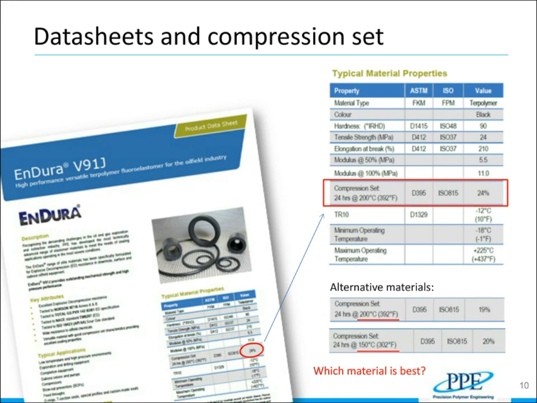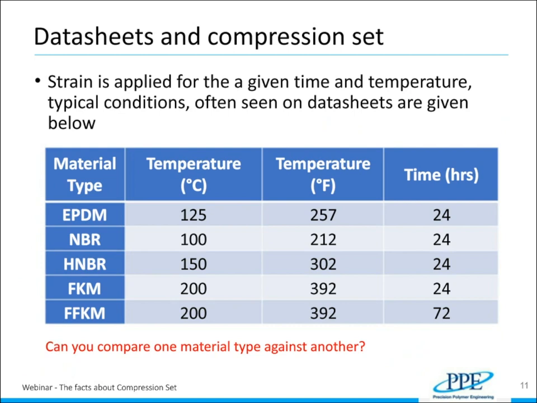This gives you an idea of the times and temperatures that are often used. If you look at the majority of EPDM data sheets, EPDM being a type of base polymer from which elastomers are based, you'll often see, say, 125 degrees C for 24 hours, and for NBRs, 100 degrees C for 24 hours is very typical. Then HNBRs, FKMs and FFKMs, so you can see some typical times and temperatures you'll often see on data sheets of these types of base polymer elastomers. And the question is, can we compare one material type against another? How much information can we derive from this single data point given on a data sheet?